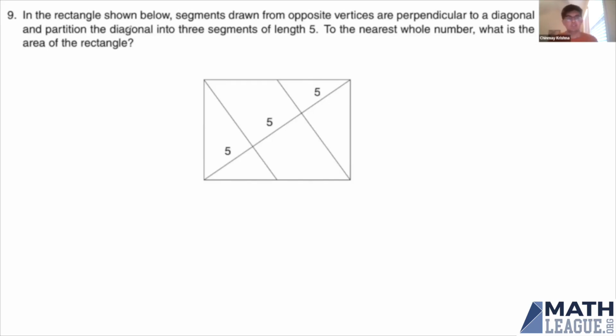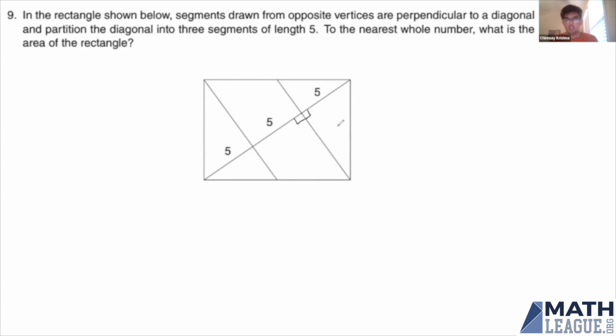So we have, in the rectangle shown below, segments drawn from opposite vertices are perpendicular to a diagonal and partition the diagonal into 3 segments of length 5 to the nearest whole number. What is the area of the rectangle? Okay, so we know that these are all 5, and we know that these lines come at right angles.